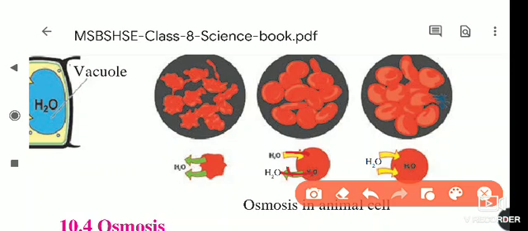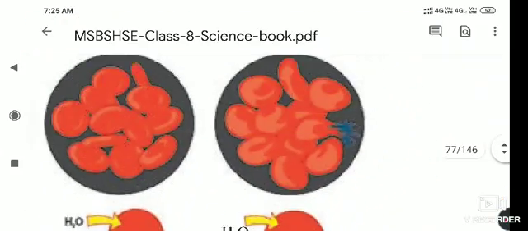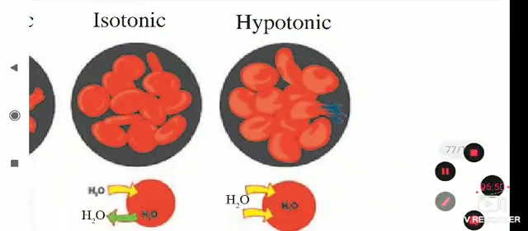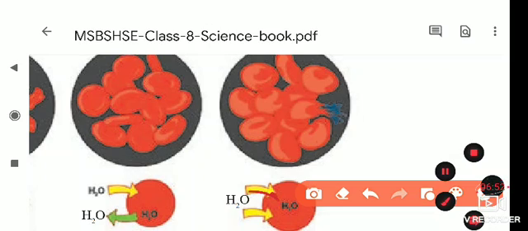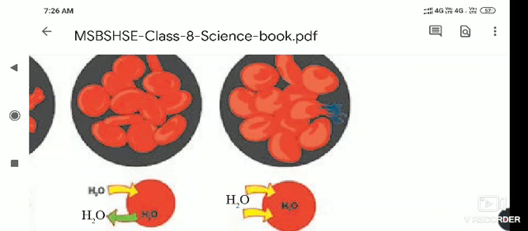So this means the outer and external environment has the same quantity of water. And the third condition: if you see here, the water enters inside the cell. The meaning of it is that the outer environment has more water than the cell's body. The same thing that happens in a plant cell also happens in the animal cell.